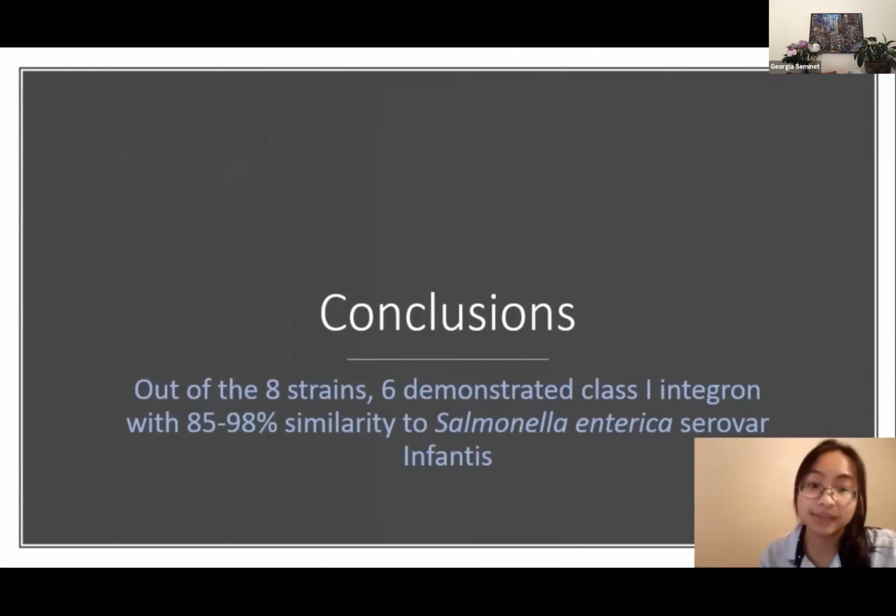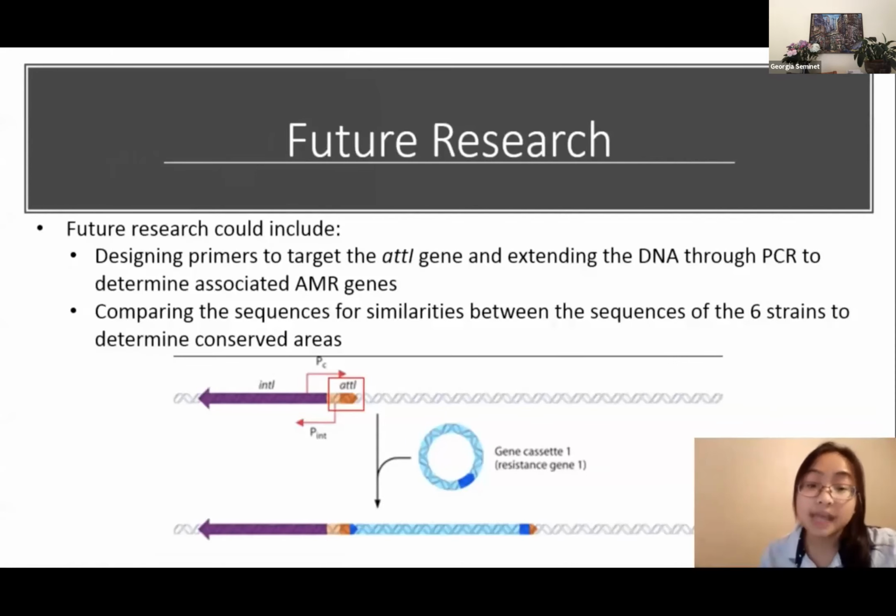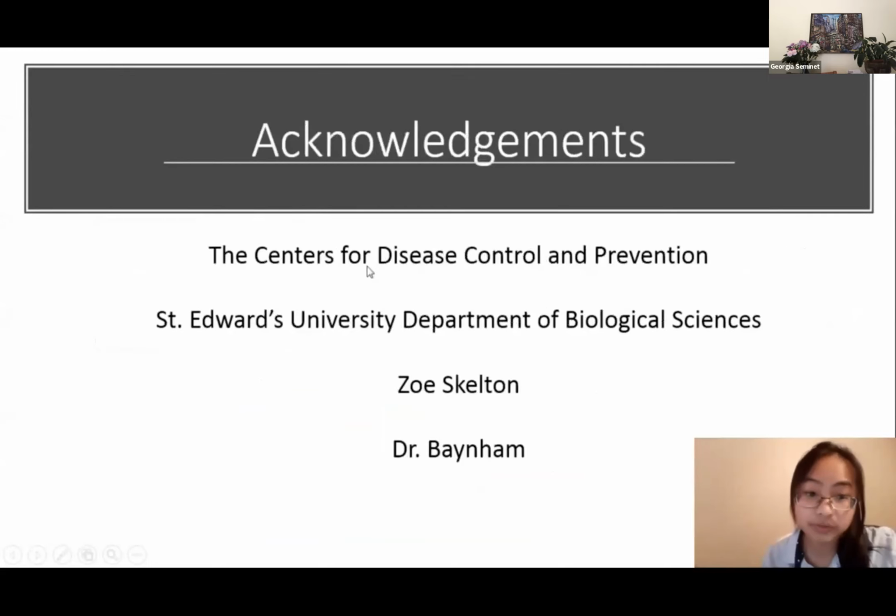My project thus determined that 6 of the 8 strains demonstrated class 1 integron with an 85 to 98% similarity to S. infantis. My next steps could include designing primers that can target the attI gene, this one right here, and extending the DNA to see what antimicrobial resistance genes are associated with the class 1 integron, since those gene cassettes are normally inserted next to that gene. And I could also compare the sequences for similar areas to see what areas might be conserved.